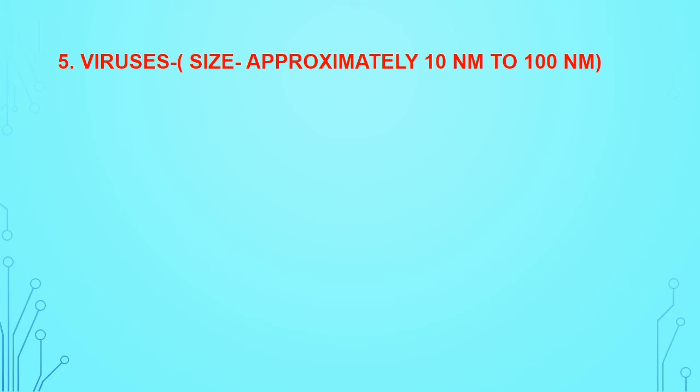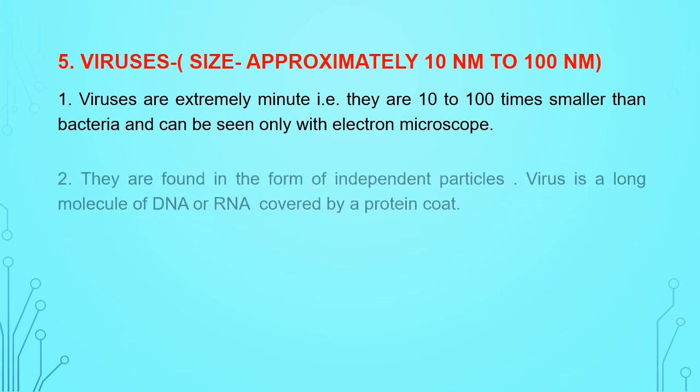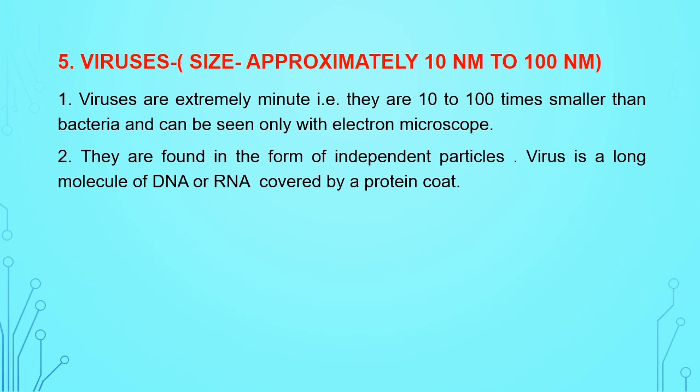Viruses. The size of viruses is approximately 10 nanometer to 100 nanometer. And the characteristics of viruses are, they are extremely minute. That is, they are 10 to 100 times smaller than bacteria and can be seen only with an electron microscope. They are found in the form of independent particles. A virus is a long molecule of DNA or RNA covered by a protein coat.